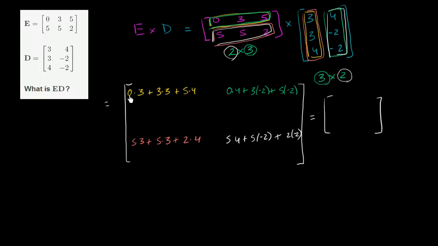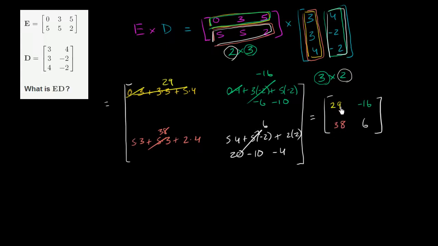Let's see. 0 times 3 is 0. This is 9 plus 20. This is 29. This all simplified to 29. All of this is 0. This is negative 6. And then this is minus 10. So this all simplifies to negative 16. This right over here, it's 15 plus 15, which is 30, plus 8. So this is 38. And then finally, this is 20 minus 10 minus 4. So this is going to be 6.